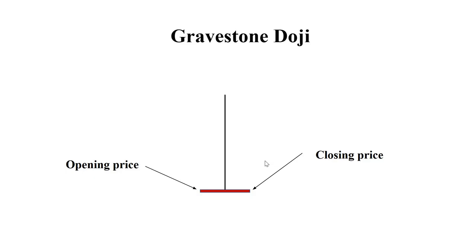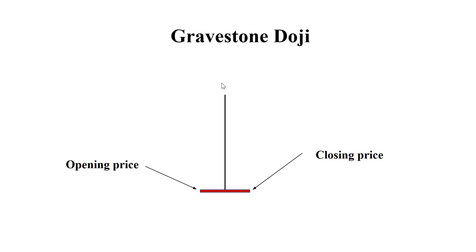So guys, first of all, let's look at the characteristics or features of the gravestone doji. The gravestone doji has the opening price and the closing price at the same point. You cannot differentiate the opening price from the closing price, meaning that price opens at a particular price and then closes at the same price. Then one key feature is the long upper shadow, or the long upper wick.